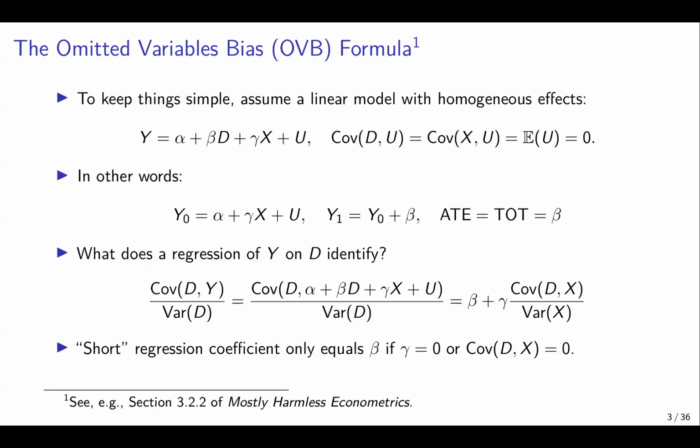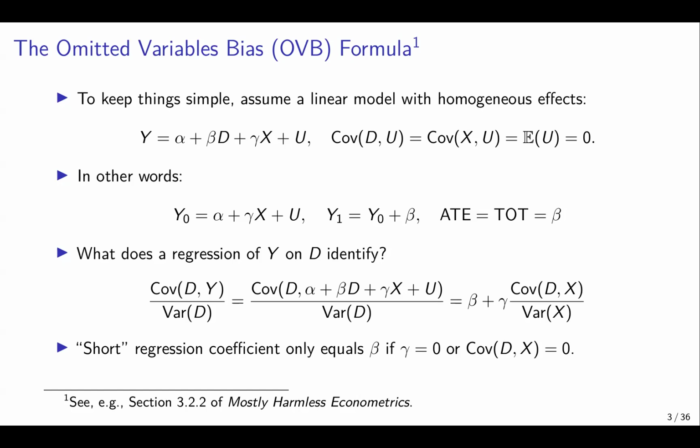So as a warm-up, let me remind you of the familiar omitted variables bias formula that you may have encountered, among other places, in the book Mostly Harmless Econometrics. So let's keep things really simple. I'm going to assume a linear causal model with homogeneous effects, so everyone has exactly the same treatment effect. The model is linear: Y equals alpha plus beta D plus gamma X plus U, where both D and X are exogenous. They're uncorrelated with U, and U is mean 0.